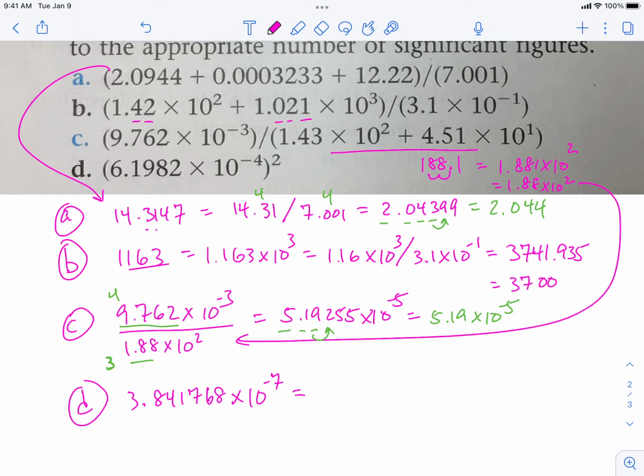What we're going to do then is go by our sig figs, and there's 5 sig figs here. So 1, 2, 3, 4, 5. We're going to round the 7 to an 8 because of the 6 next to it. So 3.8418 times 10 to the minus 7th is going to be our answer.